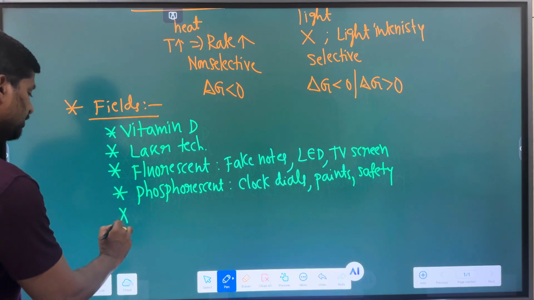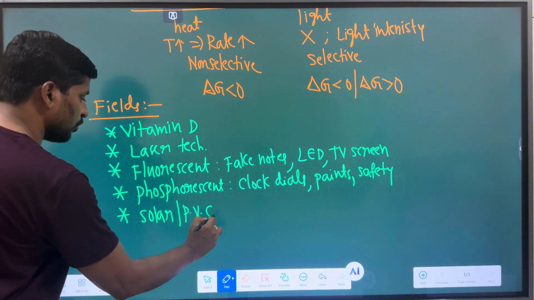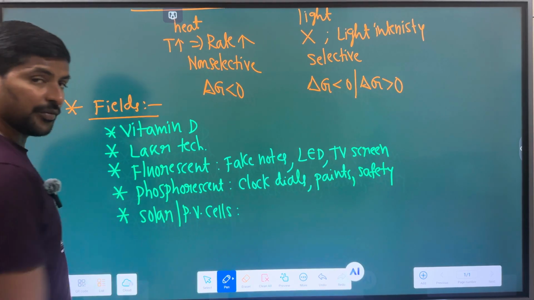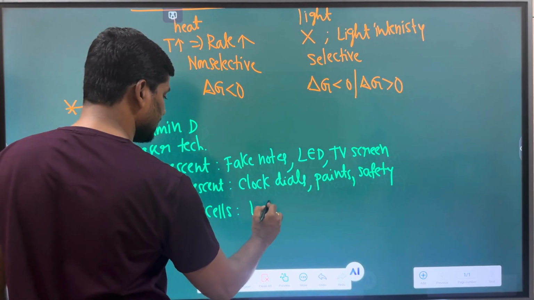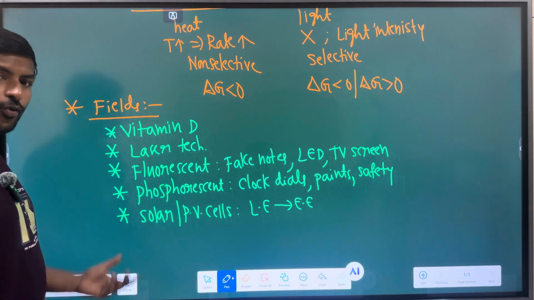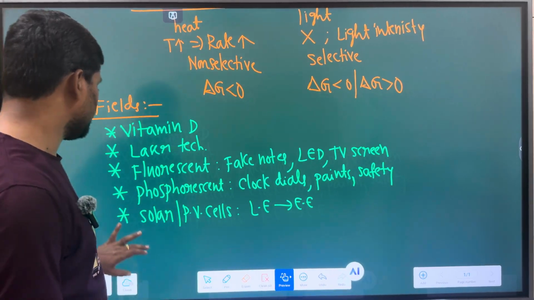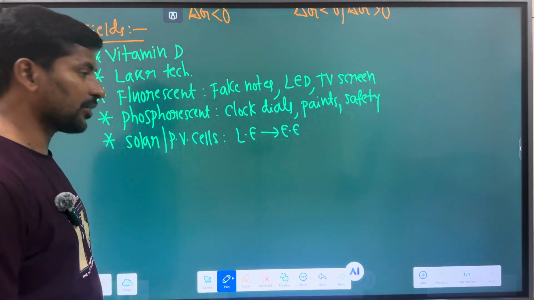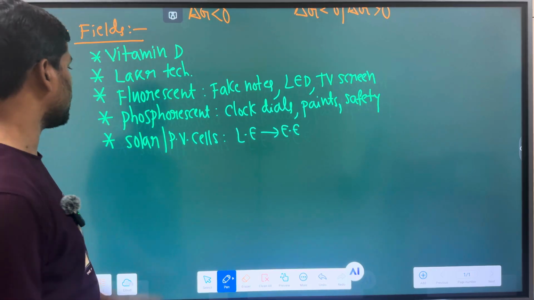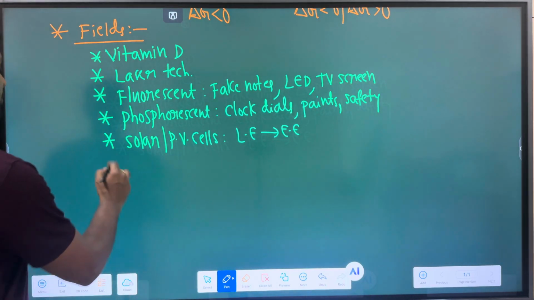And in solar cells or photovoltaic cells, which energy is converted to which energy? Light energy is converted to electrical energy. We may use amorphous silicon or PN junction diodes in solar cells or photovoltaic cells to convert light energy to electrical energy.